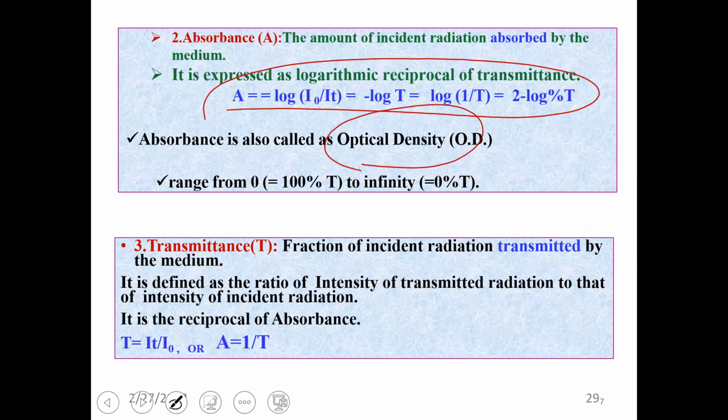It is otherwise called optical density. In biochemistry estimation, we used to represent absorbance as optical density. And if absorbance is 0, it shows that it's 100% transmittance. That shows that absorbance is the inverse of transmittance. So transmittance can be expressed as T is equal to intensity of transmitted light by incident light, or simply you can state that absorbance is inversely proportional to the transmittance.